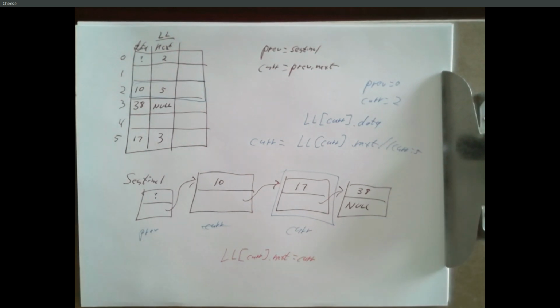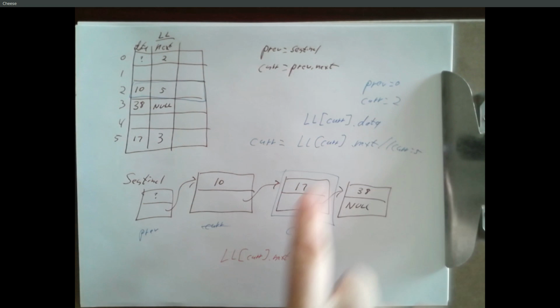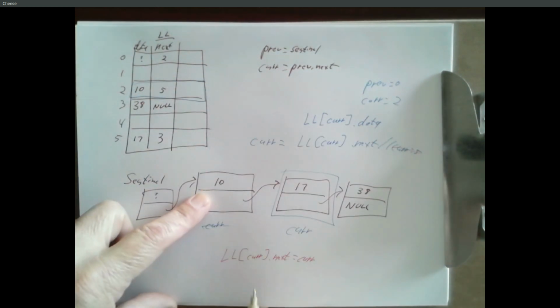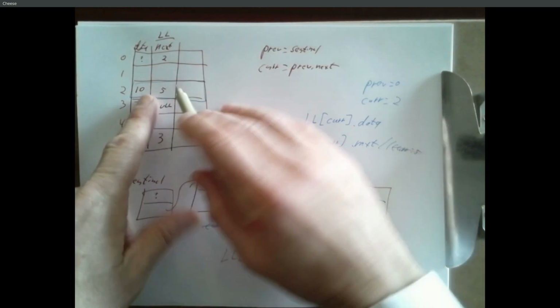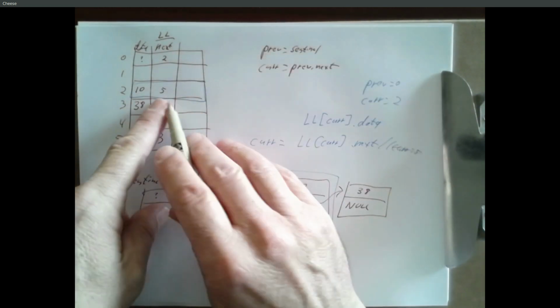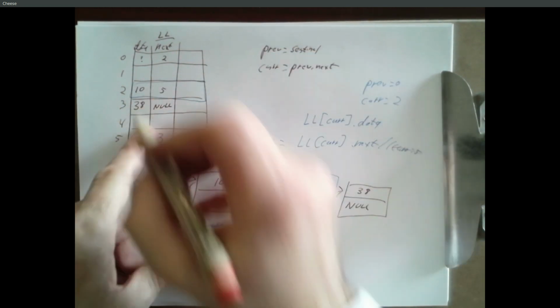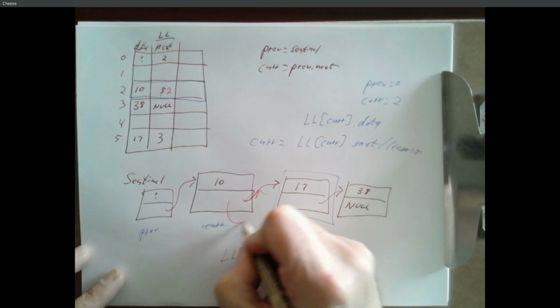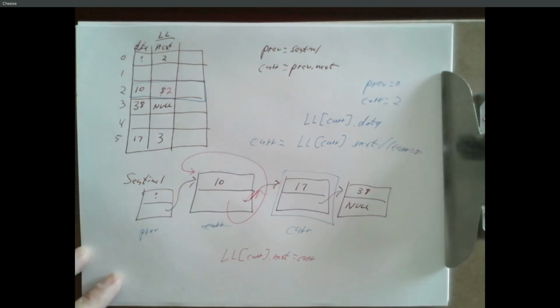Like that. That's legal syntax, but what we're doing, suppose current is equal to 2, right? So we're looking at this node 10. We're saying take LL current, that's this box here, take the next field and set it equal to current. That's changing this to a 2. So what are we doing? We're taking the pointer of this and we're pointing to ourselves.